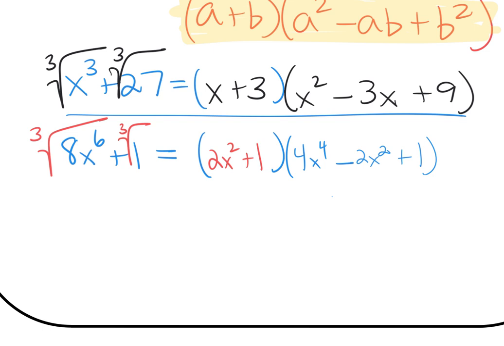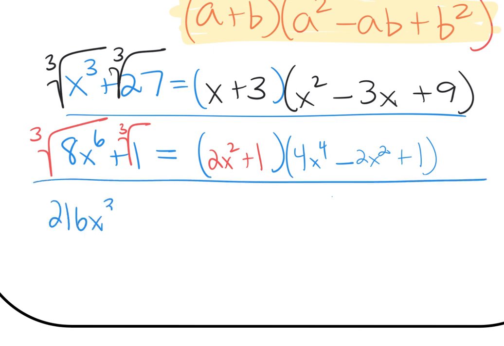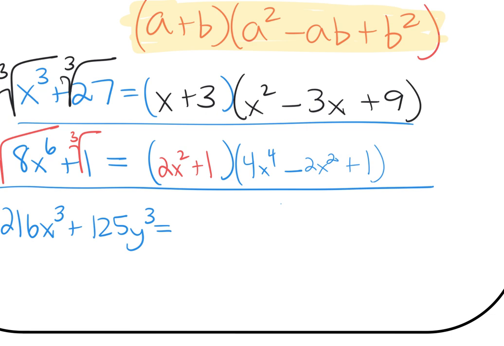I'm going to give you guys one to try. 216x cubed plus 125y cubed. Last one. Try that. This has perfect cubes, so you don't need to factor anything. We're just jumping right into it. It's going to break up into that factor pattern. Now, again, if you want to rewrite that factor pattern out, do it. A plus b, a squared minus ab plus b squared.